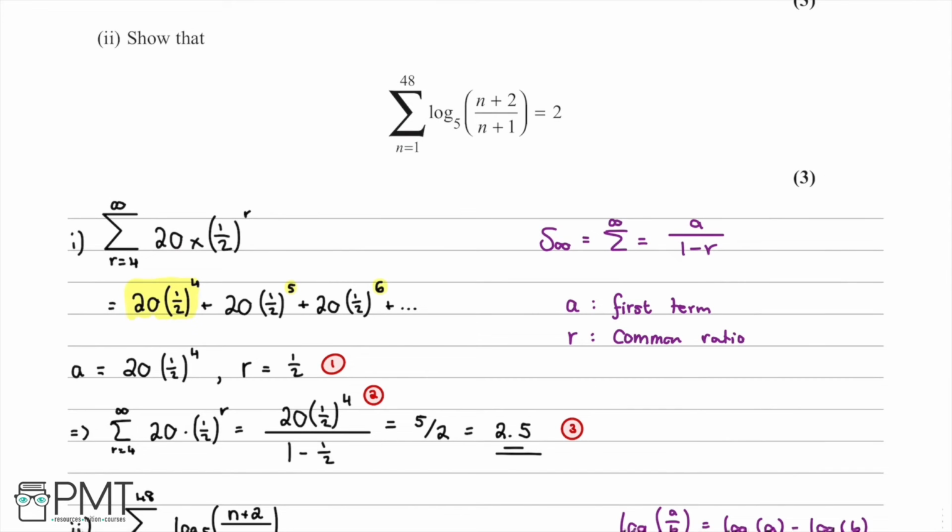So for the second part of this question, we're asked to show that the sum from n equals 1 to 48 of log base 5 of (n plus 2) over (n plus 1) is equal to 2.